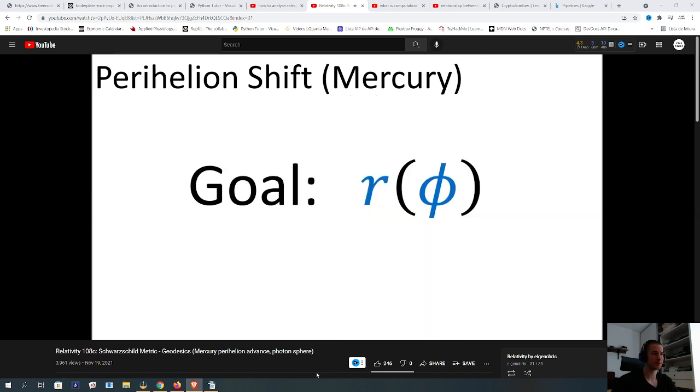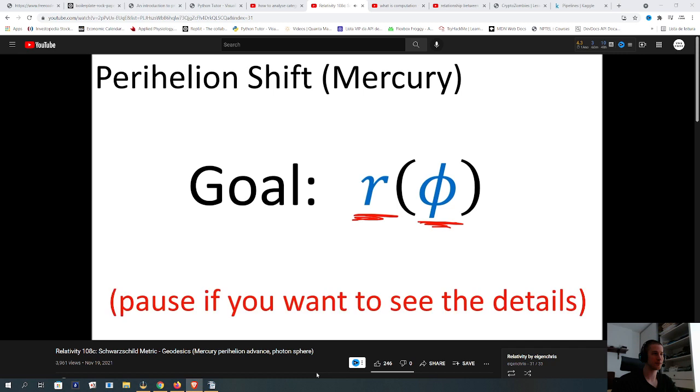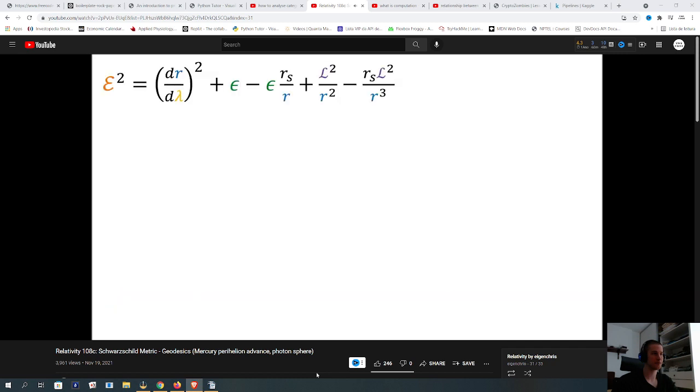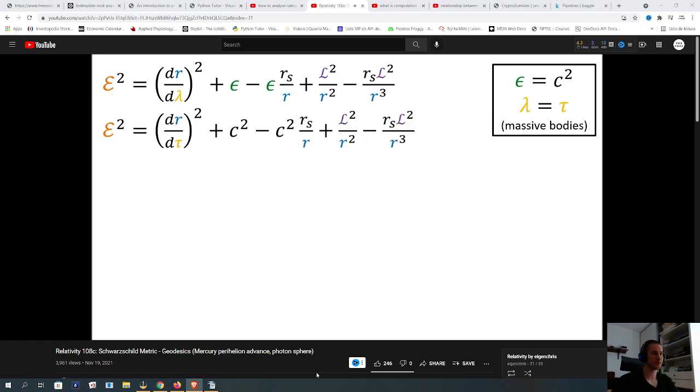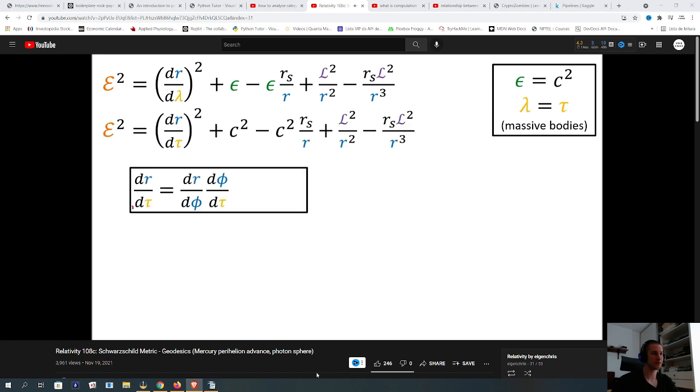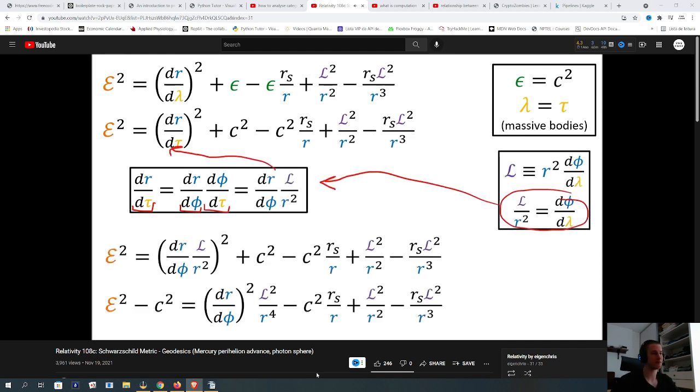To derive perihelion shift, the goal is to get the formula for the planet's orbit radius r in terms of the orbit angle phi. The mathematical derivation of this is a bit crazy, so I'm going to speed through it, and you can pause if you want to go through it more carefully. We start with our energy equation, then use the case for massive bodies. We can use single variable chain rule to rewrite dr by d tau as dr by d phi times d phi by d tau, which we can rewrite using our curly L constant of motion.